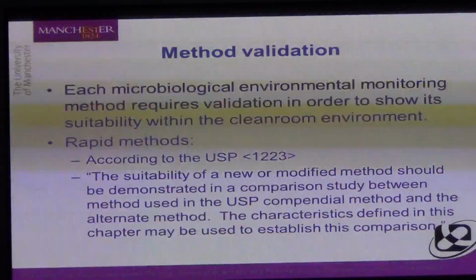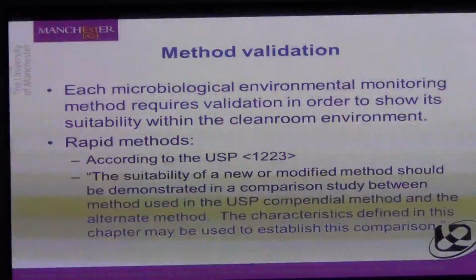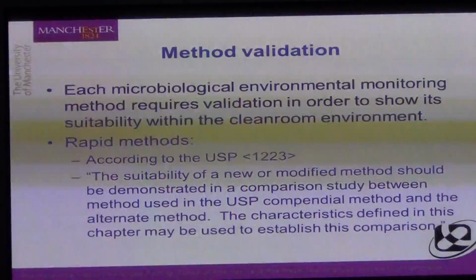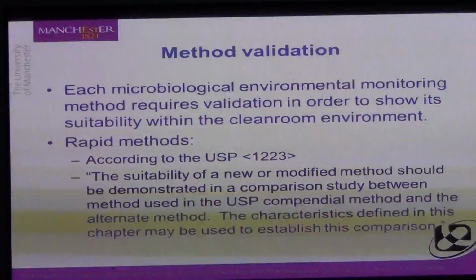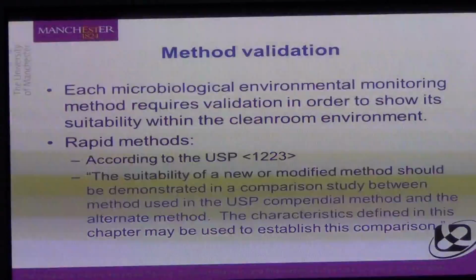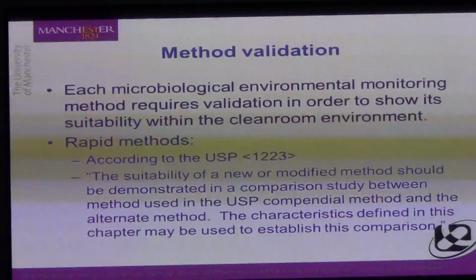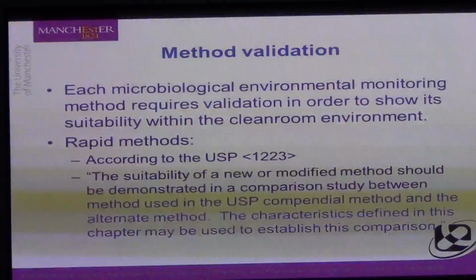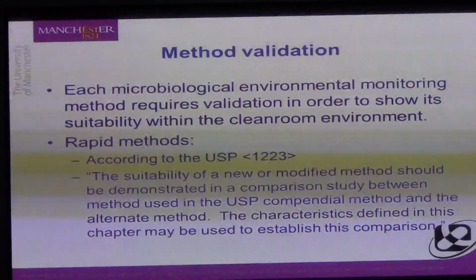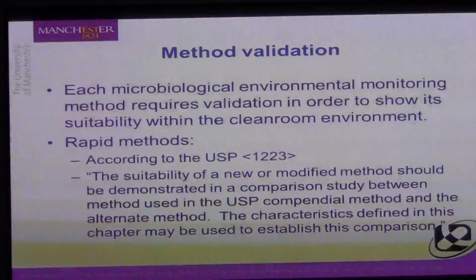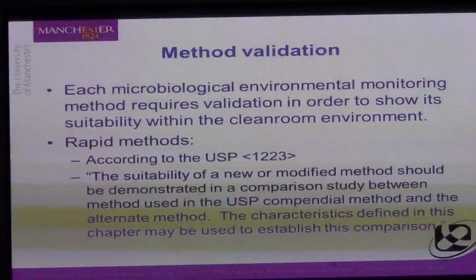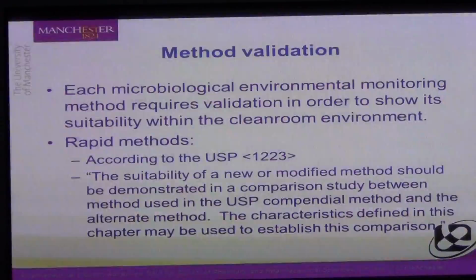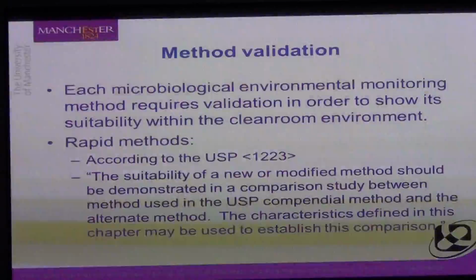Each of the environmental monitoring methods that I've outlined requires validation to show its suitability within the cleanroom environment. And here we have a chapter in the United States Pharmacopoeia, chapter 1223, which is useful. And it does give an element of guidance in how to go about validating some of these methods. And it's particularly useful for when we wish to implement rapid and alternative methods. And you can see from the quote there that the USP is very much driving the user in this direction.